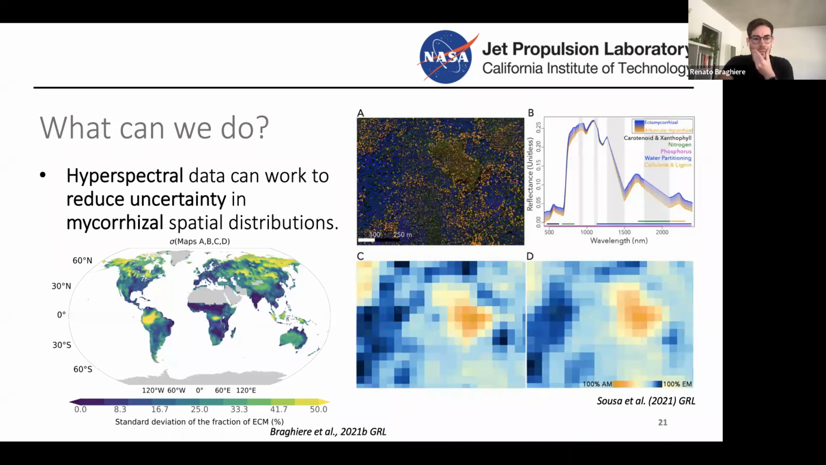I think that is fascinating, because now NASA JPL is working on SBG, which is going to be a hyperspectral satellite that is going to orbit Earth at a very high spatial and temporal resolution. So in theory, we would be able to do this type of exercise for the entire globe very soon.